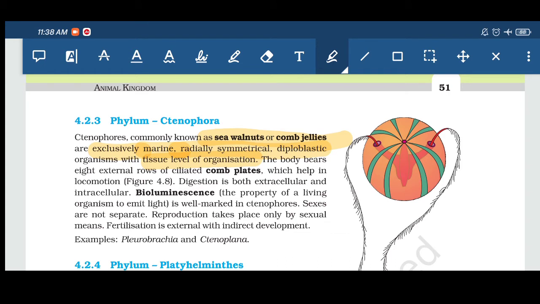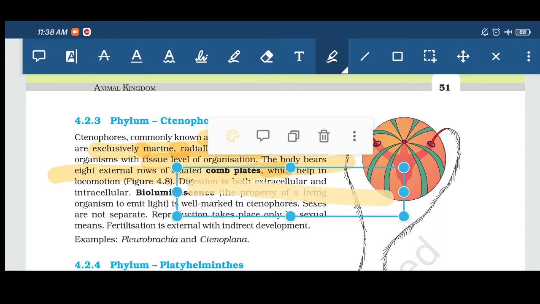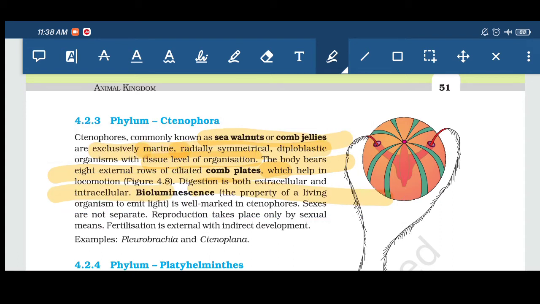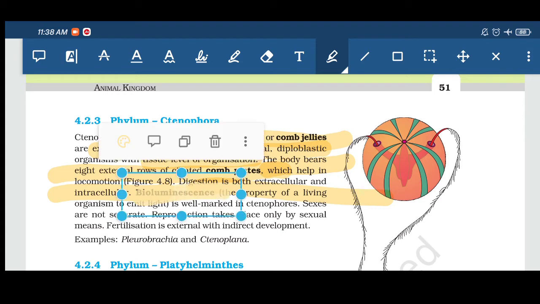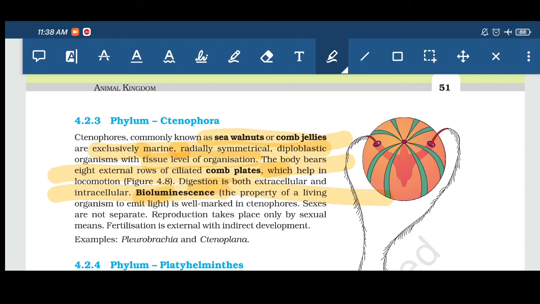And the very important point, the distinct feature of Ctenophora, is that the body bears 8 external rows of ciliated comb plates, which help in locomotion. Digestion is both extracellular and intracellular, and another distinct feature is bioluminescence, which is very rare in animals. Bioluminescence means emitting its own light. They don't reflect light, they produce their own light. The property of a living organism to emit light is well marked in Ctenophora.